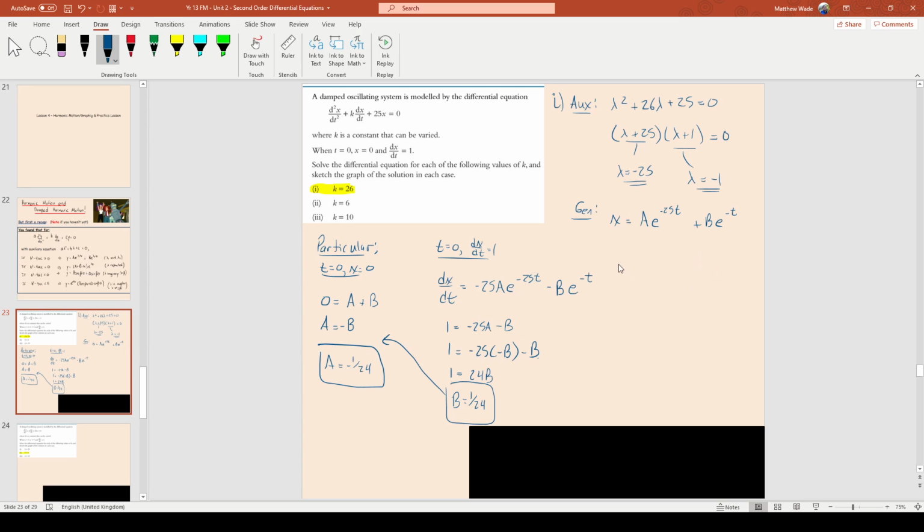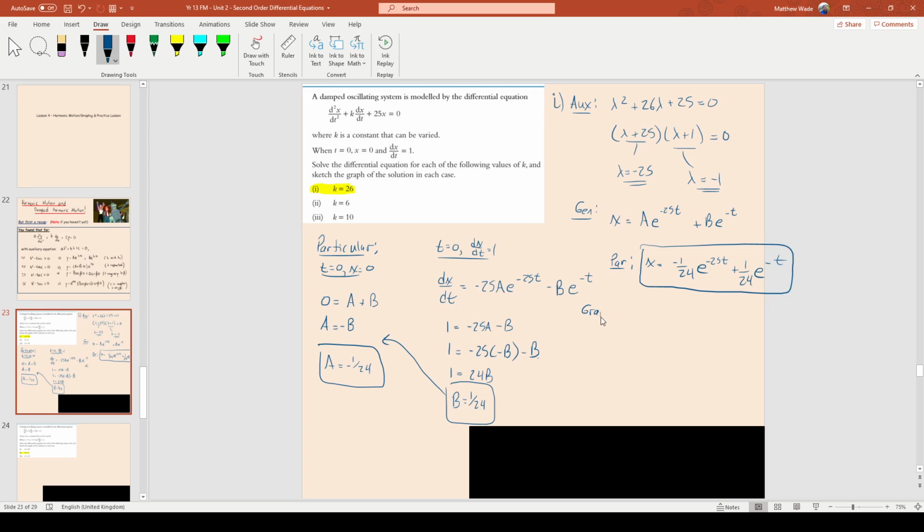That's what we knew from last time. So our particular solution is just going to be x equals negative 1/24 e to the negative 25t, plus 1/24 e to the minus t. Okay, so there you go. Happy days. There's our particular solution. So that's the answer to the algebra part of this question.